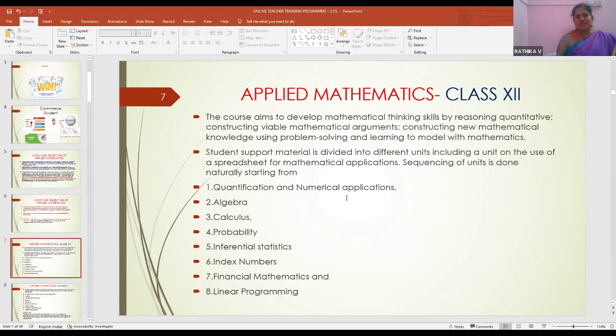So this quantification and numerical applications are really very useful for the students who are going for the competitive examinations. So any examinations, for CA Foundation, or it is a TNPSC exam, or it is for the Staff Selection Commission, or your UPSC examination, anything, you need this basic concept that they fully cover.